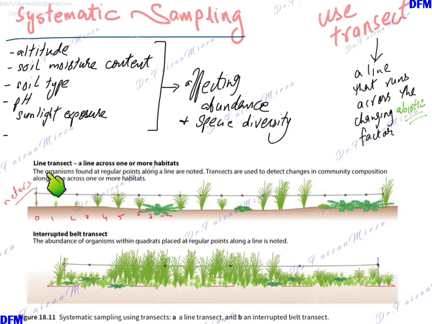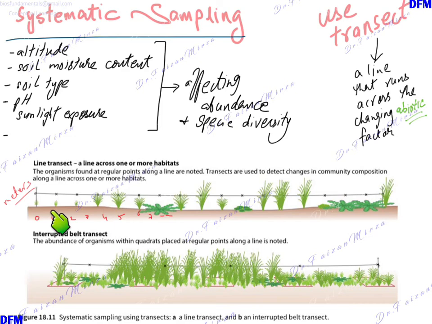For example, if you are tying a transect across this region, this is a line transect. So what do we do? We start from this point, for example, the end of the river bank. The river is flowing across here, so the moisture content here is very high, since the soil will soak up a lot of water. And as you move away from that river bank, going distant from it, the soil moisture content will keep on decreasing.